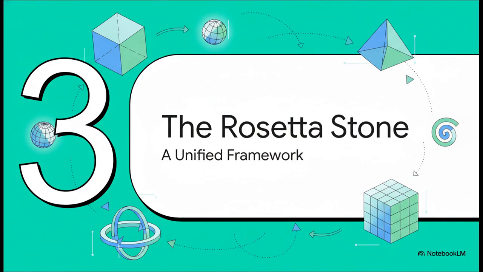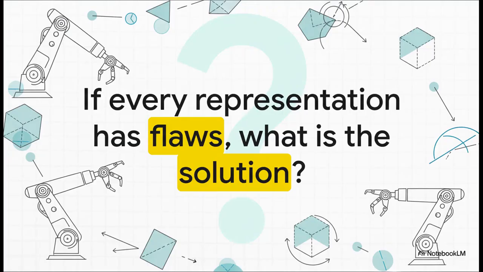Okay, so we've got a problem, right? Euler angles have this massive gimbal lock issue, and rotation matrices are just clunky for us humans to think about. This brings us to the solution. It's time to build a unified framework, our Rosetta Stone, so we can finally get the best of all worlds. So that brings up a really important question. If everything we've looked at so far has some kind of flaw, what are we supposed to do? Is there one single perfect representation out there that solves all our problems?